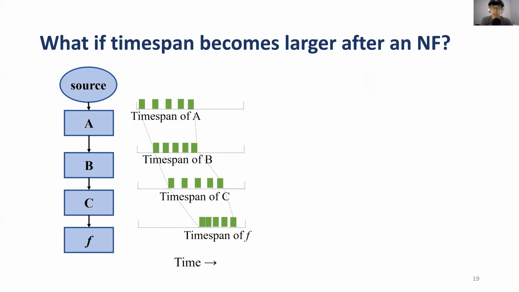The first challenge is, what if the time span becomes larger after an NF during time span analysis? As shown in the figure, NF B makes the time span larger, so the time span in C is similar to that in A, even if A makes the traffic bursty. Microscope handles this situation as follows.